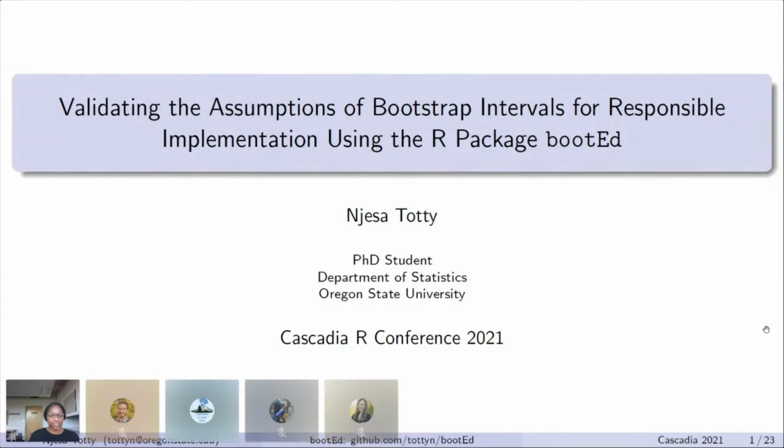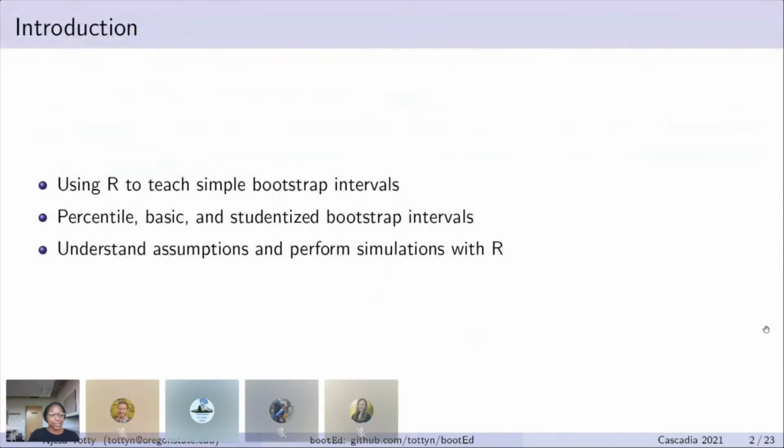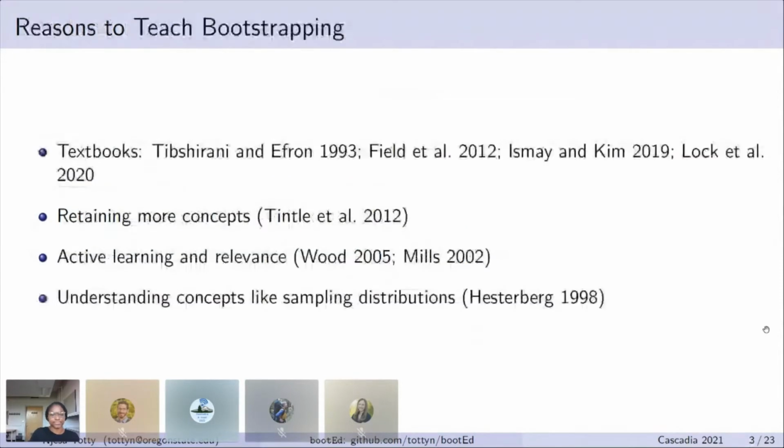And these experiences have given me an interest in statistics education research and in developing methods to help students better understand and implement statistics. Today, I will be presenting a research project which pertains to teaching simple bootstrap intervals to introductory statistics students. Specifically, I will discuss the basic, percentile, and studentized bootstrap intervals. I will also give some information on how teachers can use R to perform simulations in the classroom, which can help students understand the assumptions behind bootstrap intervals and implement them responsibly.